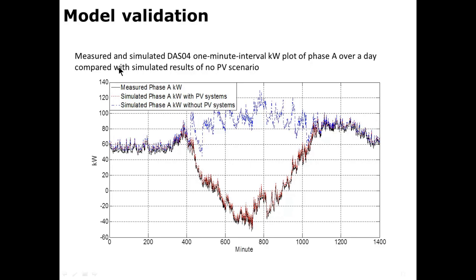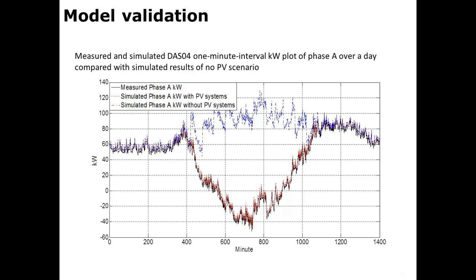This is another time series result. This is the measured and simulated kilowatt at the DAS4 location, again at 1 minute interval over a day. So again, it's a good match between the black and the red waveform, which are the simulated and the measured kilowatt at DAS04, with the actual conditions, with all the PVs included. So clearly this drop here in kilowatt consumed from the grid is because of the large PV generation during this day period.